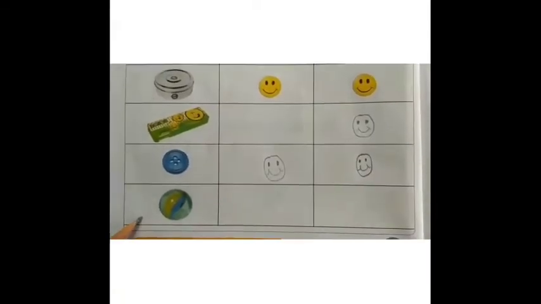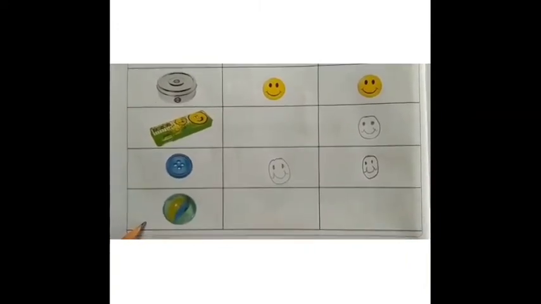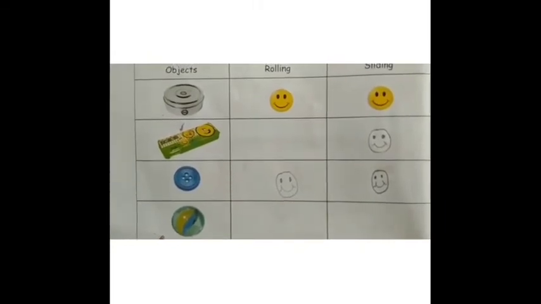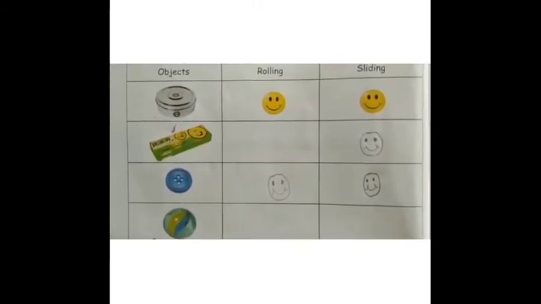Let us see the fourth one. The fourth object is a marble. The marble is rolling when it is on the slide because marble is the round object. So, we have to draw a smiley image under the rolling.